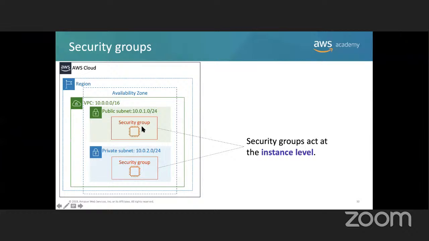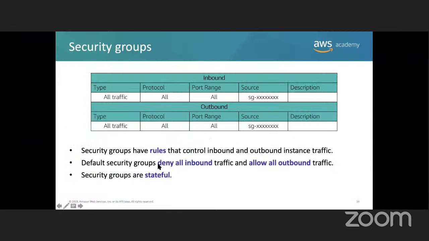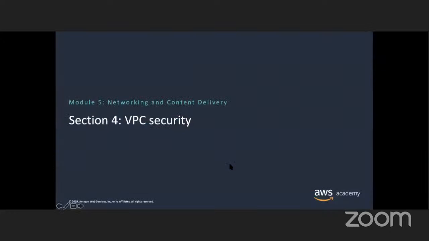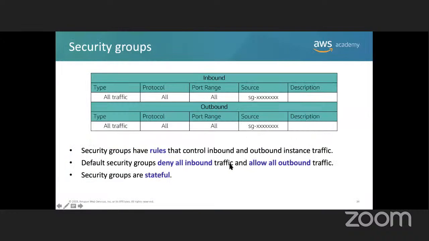So security groups, they act at the instance level. Don't forget that. By default, security groups deny all inbound traffic and allow outbound traffic. That's by default. They have inbound and outbound traffic rules that you can set. All inbound traffic is, like I said before, denied, and outbound is allowed.